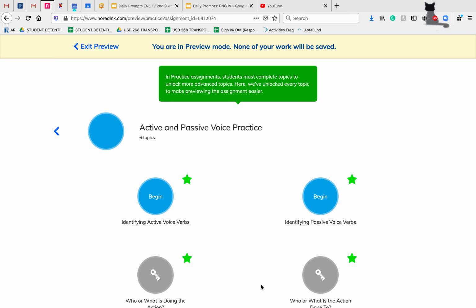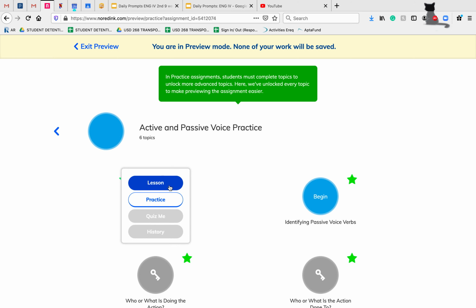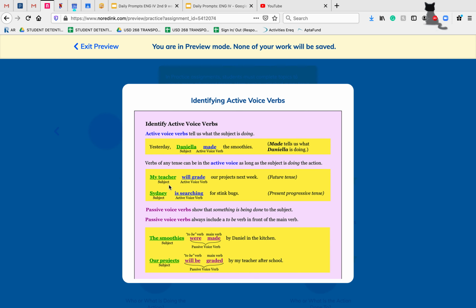Today we're going to be looking at identifying active voice verbs and identifying passive voice verbs. So with active and passive voice, what we're really looking at is to see who is doing the action and if it is the subject of the sentence or not. So here you can see that yesterday Daniela made the smoothies. We know that Daniela is the one who did the action of making the smoothies, which means that this sentence is written in active voice.